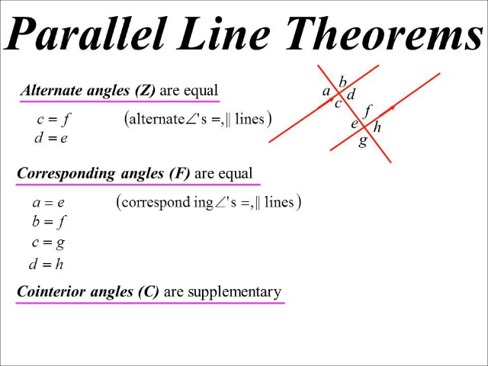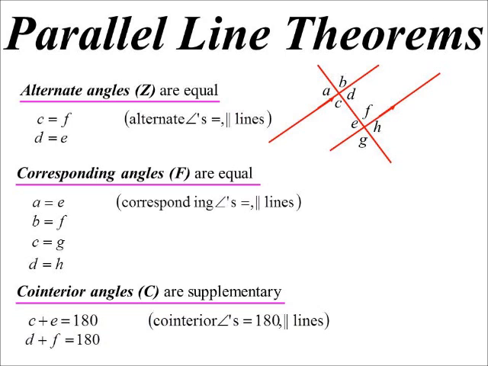Co-interior: co, together, interior, inside. So they're together on the inside of the parallel lines, and they're on the same side of the transversal. So it's C and E. Of course, they're not equal. These are the ones that add up to 180. So you've got C and E and D and F.